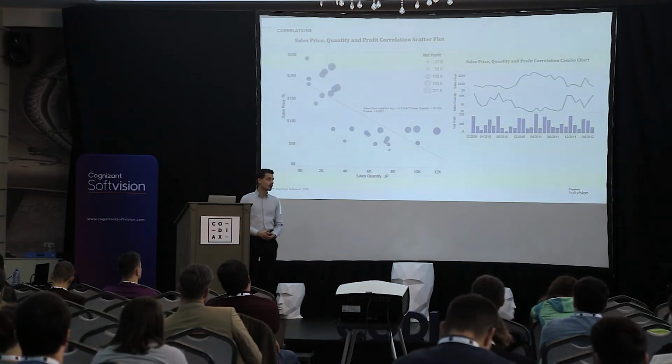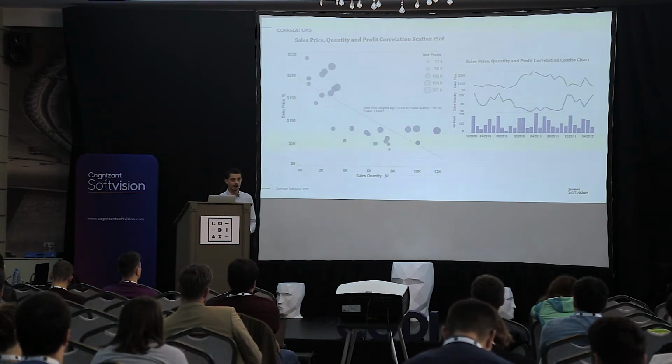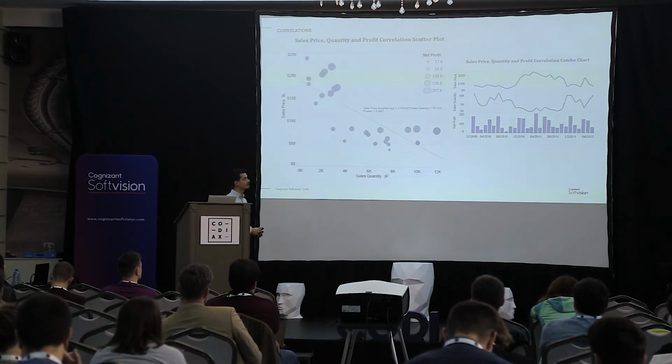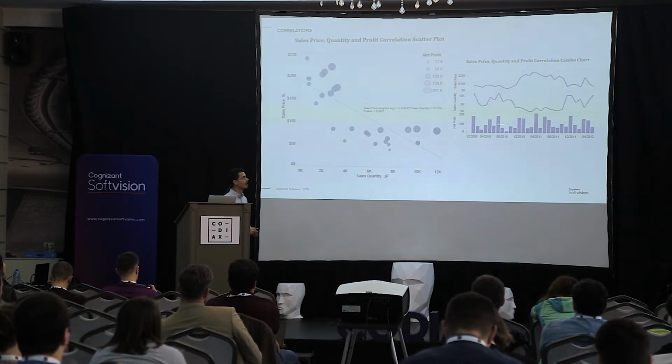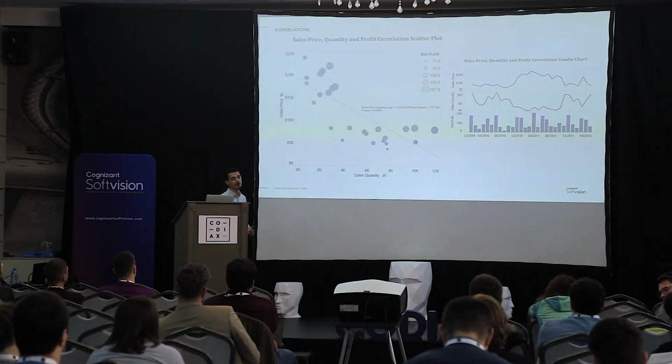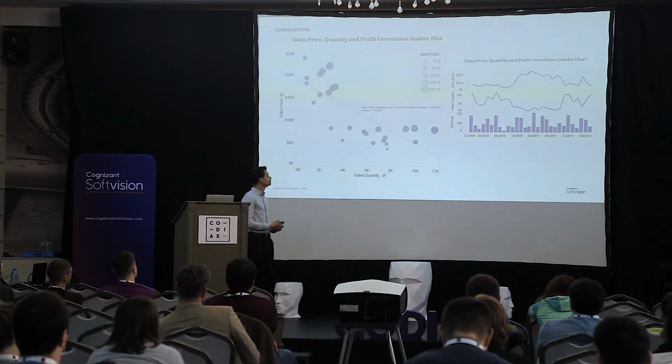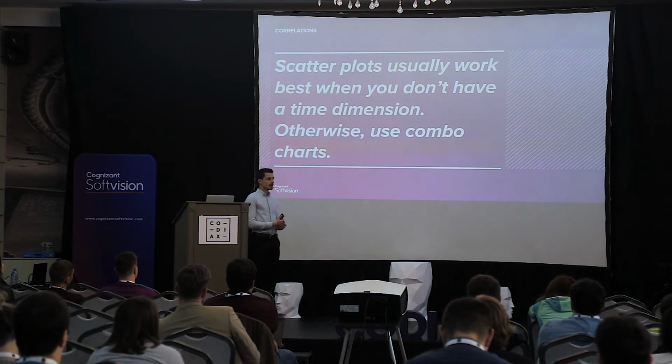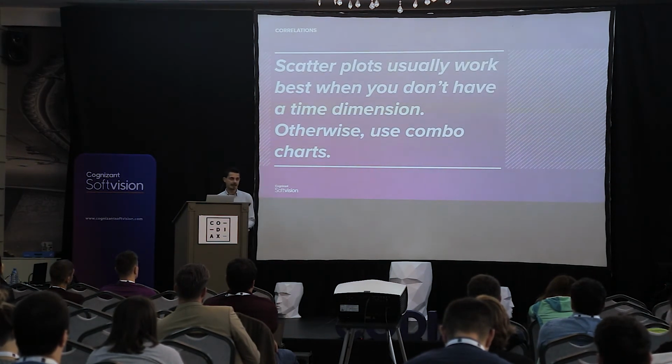What you can use in order to do that, if you do have a time dimension and you want to highlight that, is what is called a combo chart. So basically there are multiple charts stacked together. I have a line chart for the sale price, one for the quantity, and one for the net profit. I can see that as the price increased, the quantity decreased. That's it. So, like I've said, scatter plots work best when you don't have a time dimension. Otherwise, you can use combo charts.